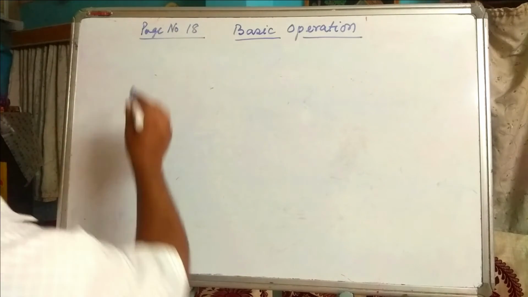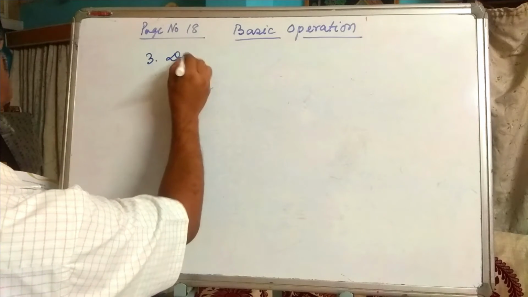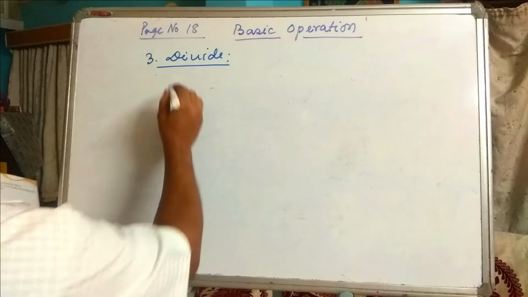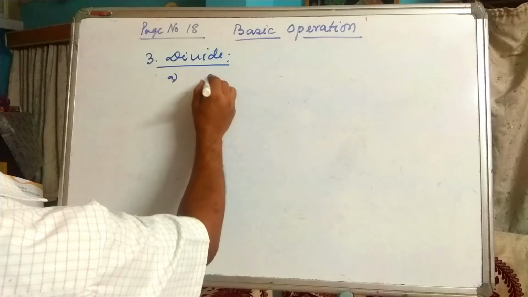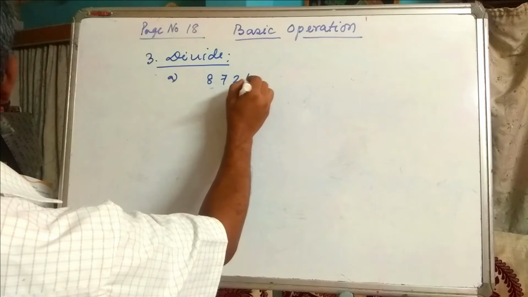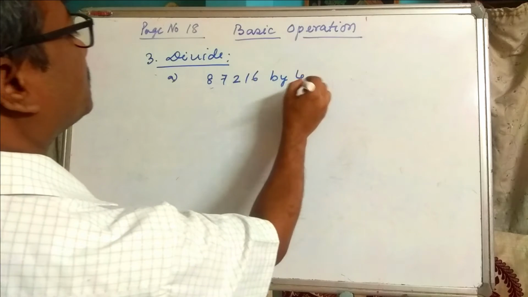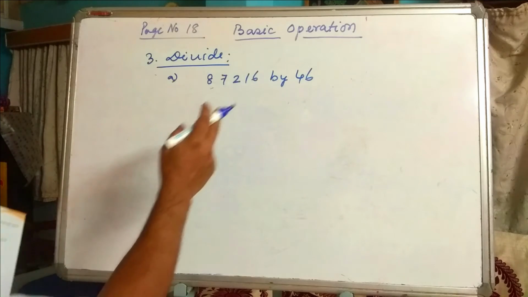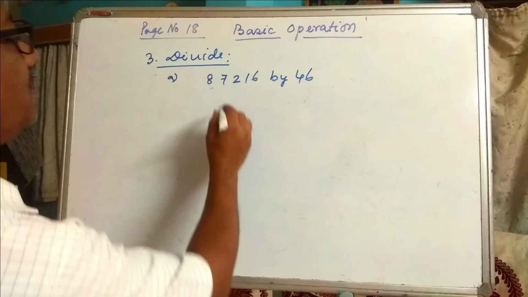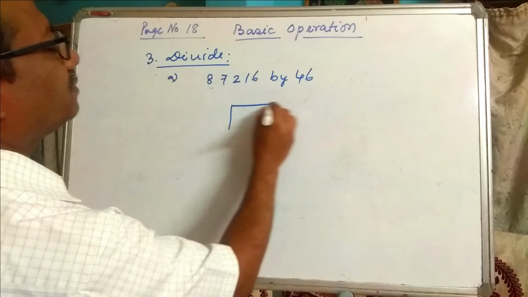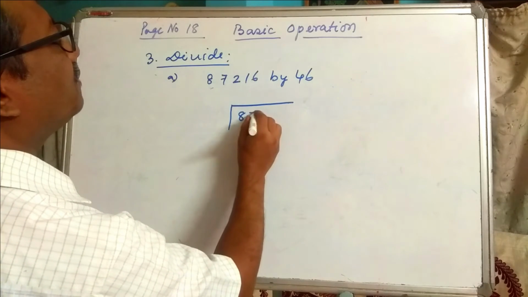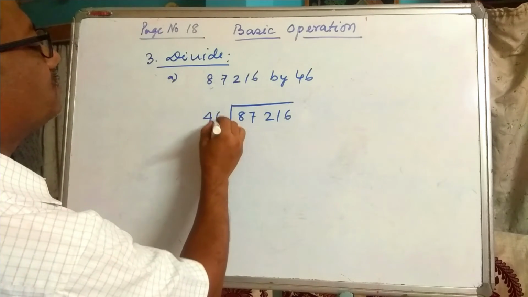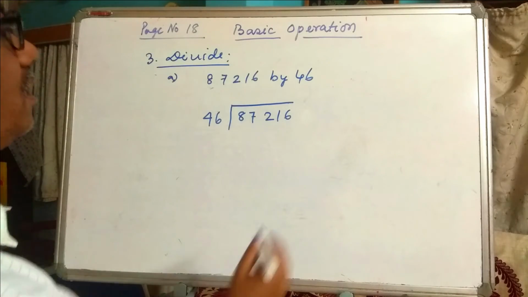Now question number 3, divide. Sub-question number A. 87216 by 46. Am I correct? 87216 by 46. So we will divide it.